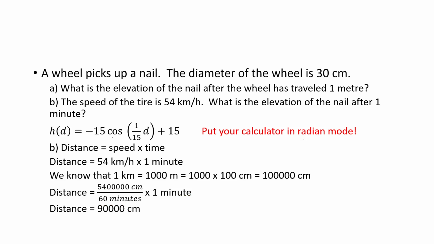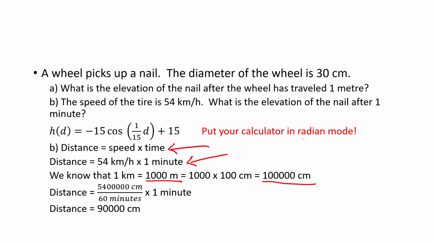Now, for part B, it says the speed of the tire is 54 kilometers an hour. What's the elevation of the nail after a minute? Well, we know distance is equal to speed times time. Well, the speed is 54 kilometers an hour and the time is 1 minute. But we can't nicely calculate kilometers per hour times minutes unless we convert to the same units. So what we're going to do is convert 1 kilometer to 1,000 meters and then convert that to centimeters. So 1 kilometer is equal to 100,000 centimeters.